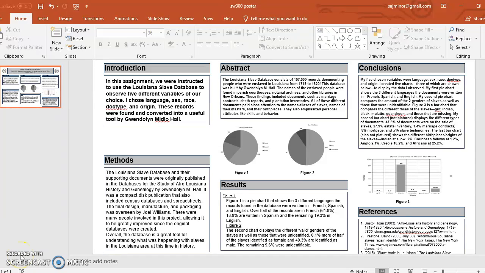For our midterm assignment, we observed the Louisiana Slave Database. We observed 5 different variables of our choice. Mine were language, sex, race, document type, and origin. These records were converted into a useful tool by Gwendolyn Midlo Hall.